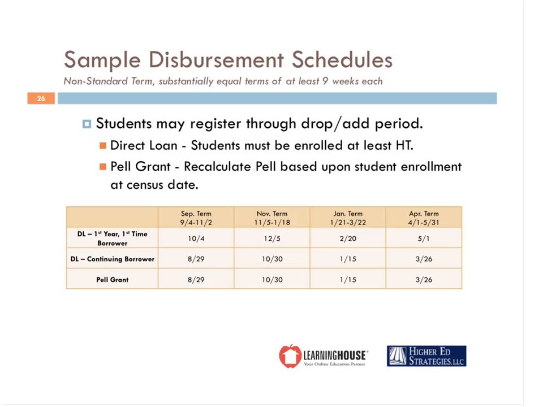This chart provides you with, again, some examples of possible dates for making disbursements for a non-standard term with substantially equal 9-week terms. So you can review how the school established those dates based on the beginning and end date for each term.